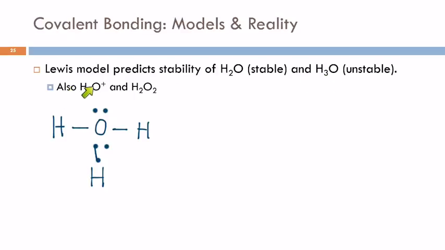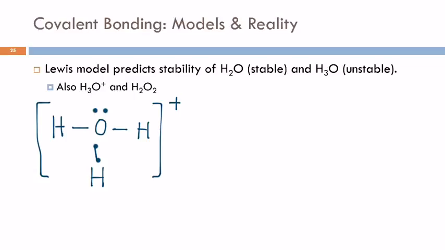What about H3O plus? How would we get the positive charge? Lose an electron. So we already have H3O here. If we lose an electron, if we get rid of that one, now this is going to have a plus charge on it. Does the oxygen have an octet now? It does. 2, 4, 6, 8. Each of the hydrogens has a duet. It is predicted that that is stable, and it is.